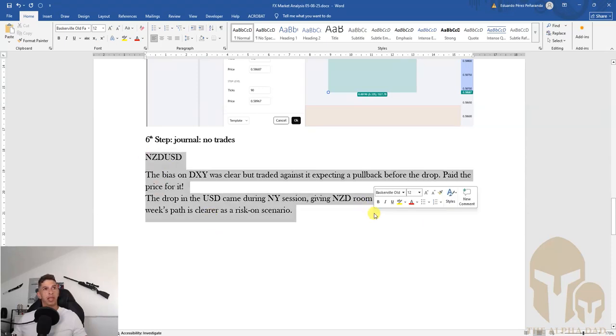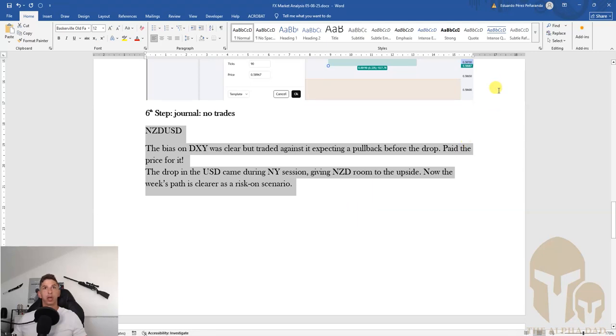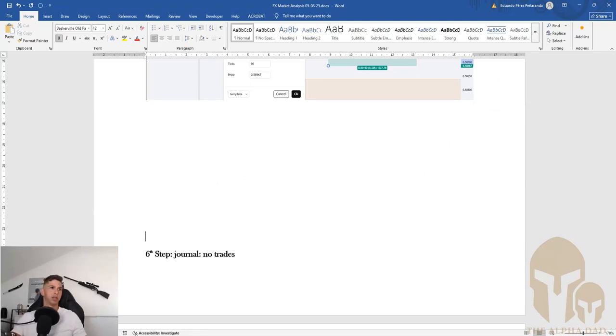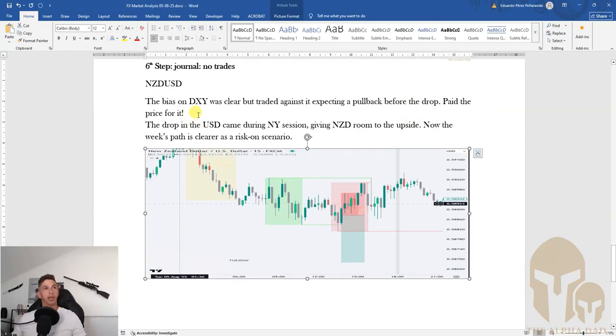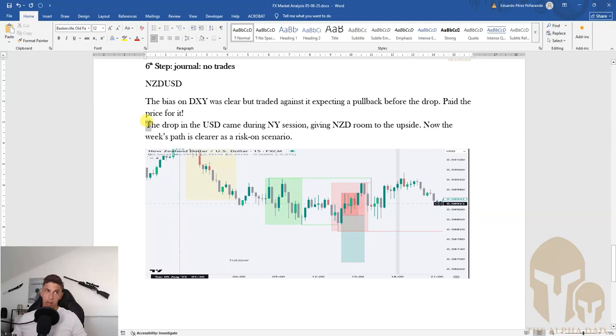So here is the analysis of the journal, right? Let me put it down here so you can see the chart too. Okay, so here's the chart, and the bias on the DXY was clear, but I traded against it, expecting a pullback before the drop. Paid the price for it. The message here is that the pullback legs are low probability, right? It looked like it was going to be high probability, but it didn't, as usual.